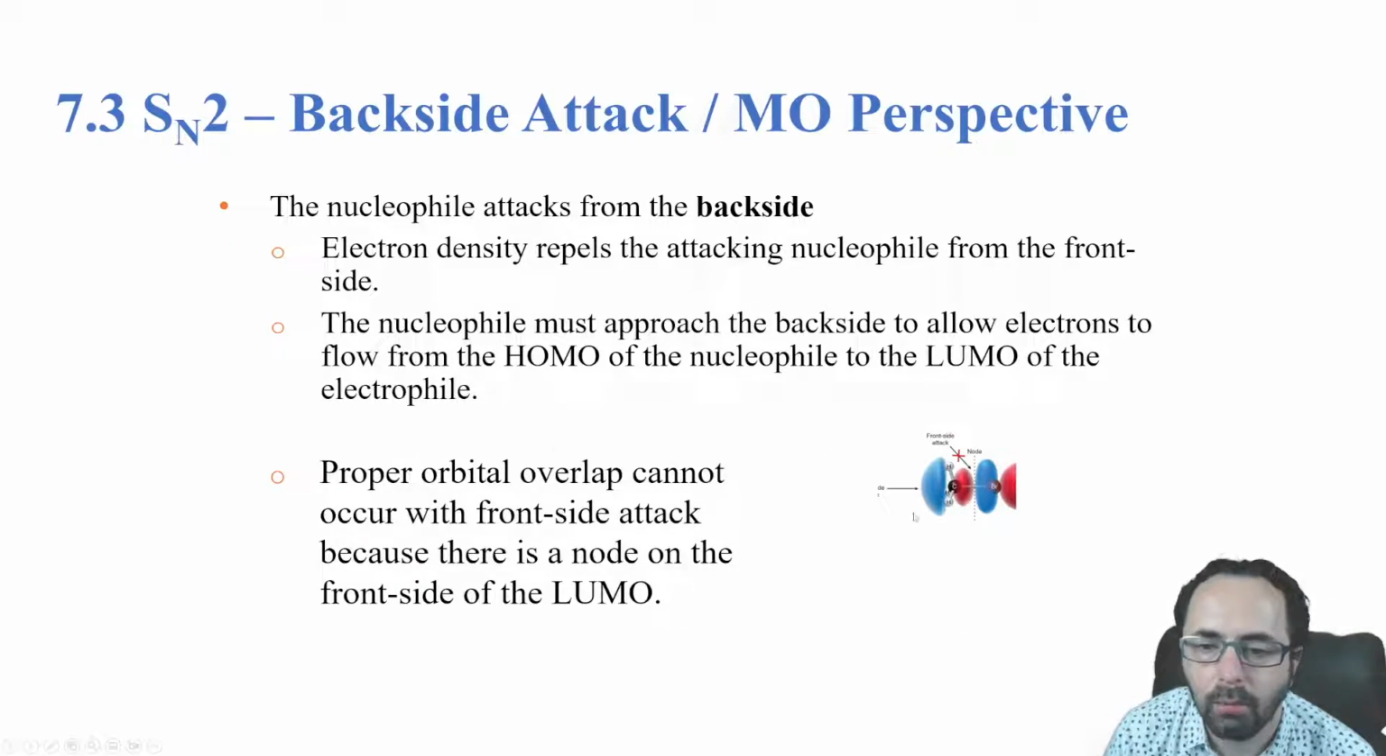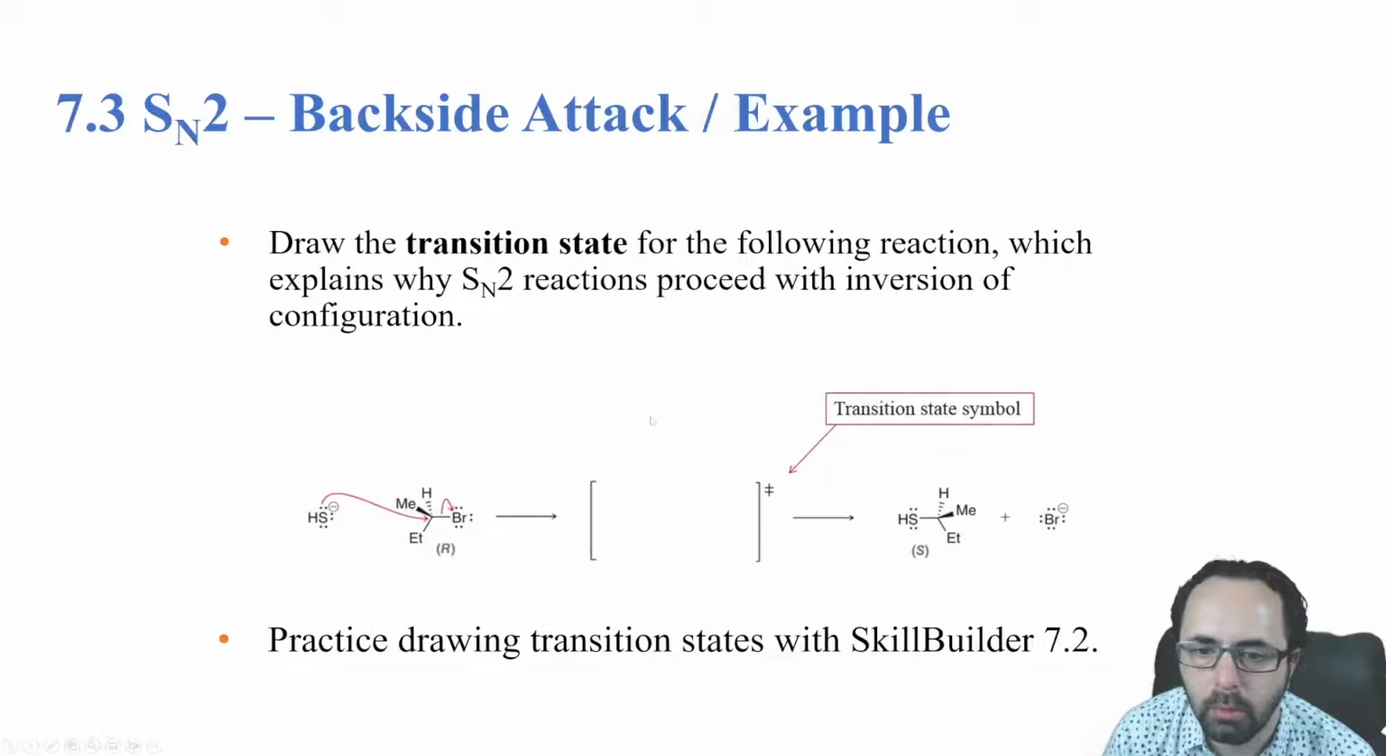From a molecular orbital theory perspective, the front side attack contains a node, and so a bond cannot be formed there. The back side is open to attack, and that's what will occur. So you can't have orbital overlap occur with the front side attack because there's a node on the front side of the lowest unoccupied molecular orbital. So that's the molecular orbital perspective.